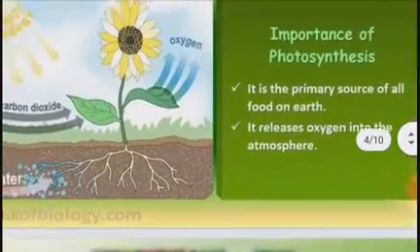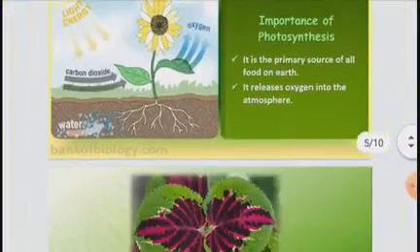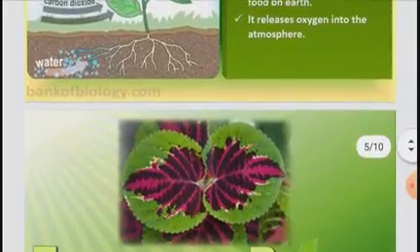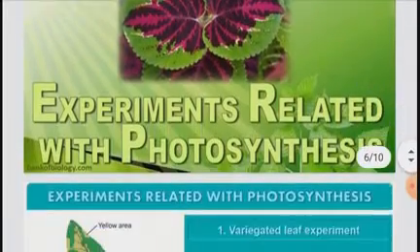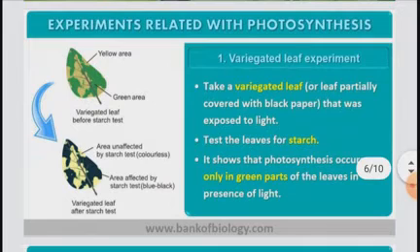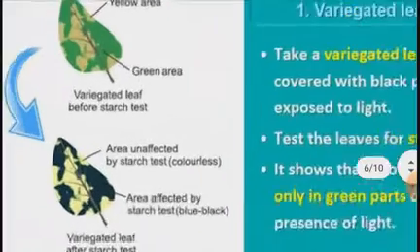Importance of photosynthesis: it is the primary source of all food on earth. It releases oxygen into the atmosphere. Some experiments related to photosynthesis. First experiment: variegated leaf experiment. Take a variegated leaf, or a leaf partially covered with black paper, that was exposed to light. Test the leaves for starch. It shows that photosynthesis occurs only in the green parts of the leaves in the presence of light, as you all see in the figure.